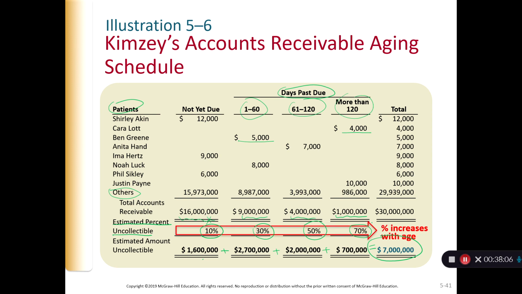The thing I want you to notice is that the older the receivable outstanding, the less likely we are to collect it. In other words, the estimated percentage of uncollectibleness is increasing. And then we get a total estimate of collectibleness.